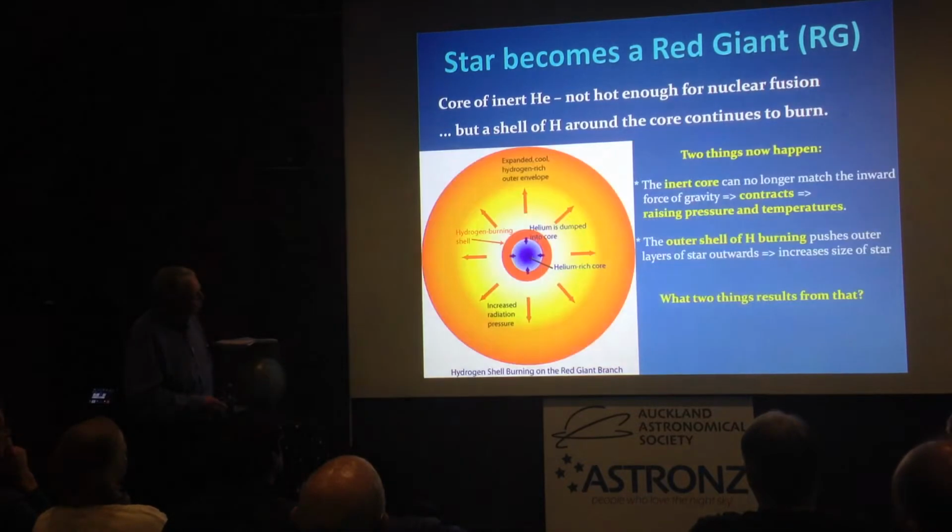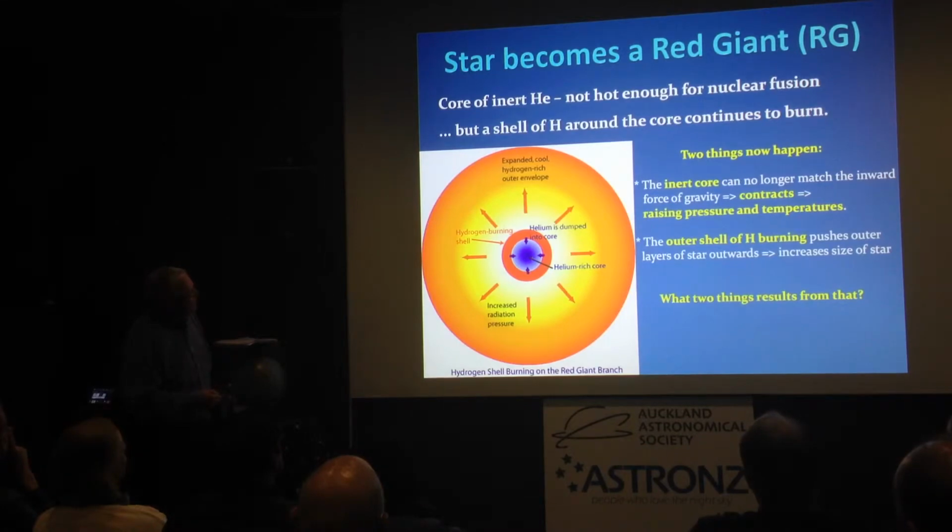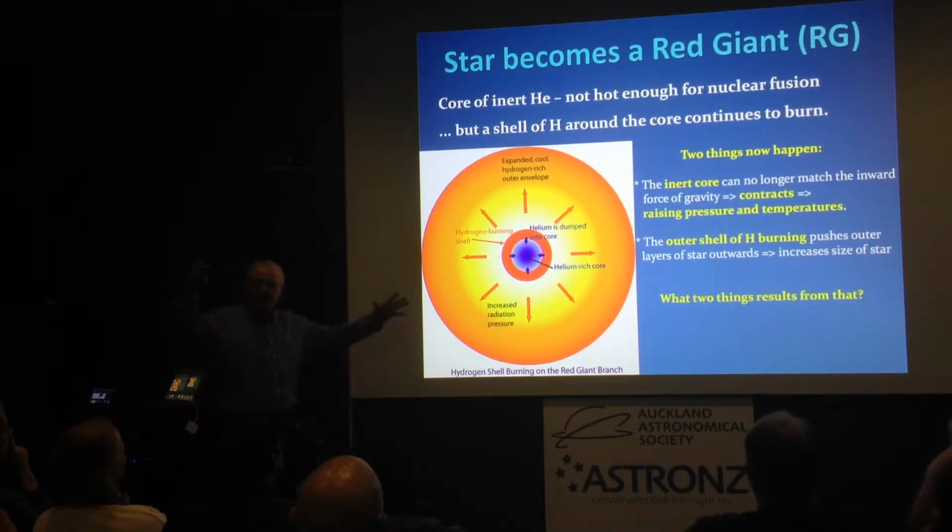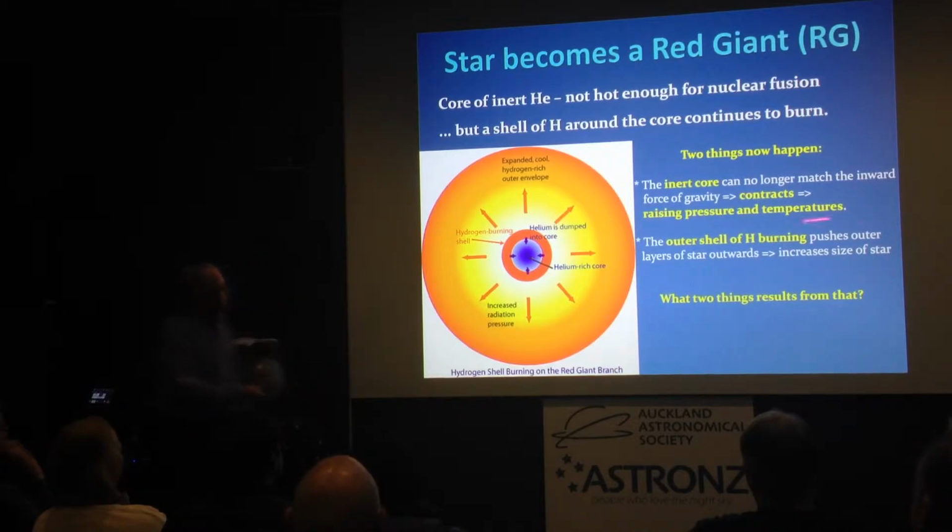What happens? Two things happen. The inert core can no longer match the force of gravity, so it starts contracting. It was propping itself up before, so it starts contracting and getting squeezed tighter and tighter. That acts to raise the pressure and the temperatures in the core. We're sick of 15 million degrees Kelvin. Hot enough, baby, let's raise it. Pump up the jam. So we're going up and up and up.